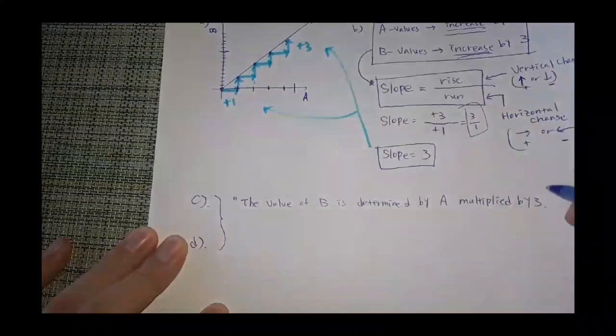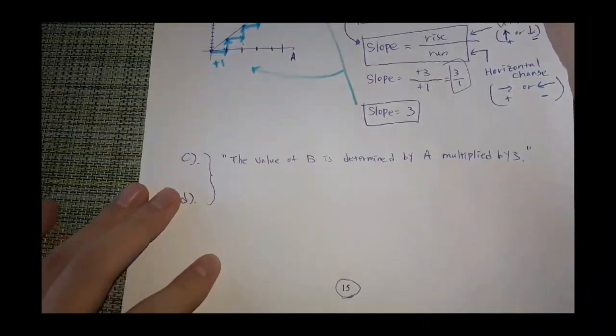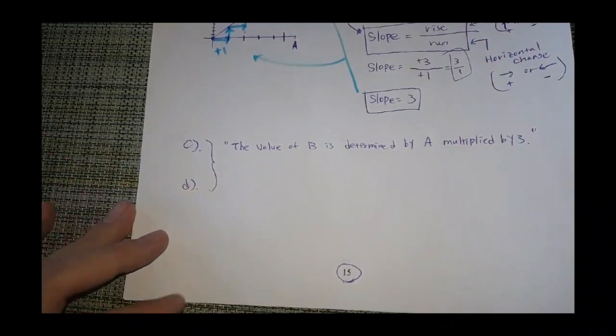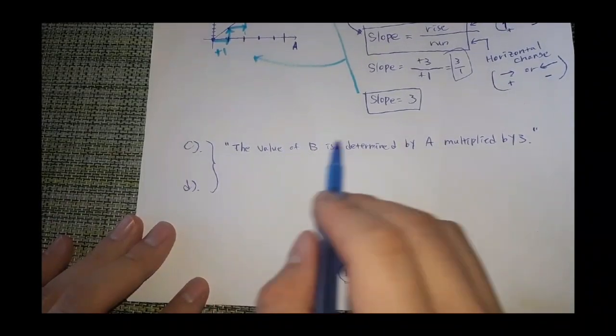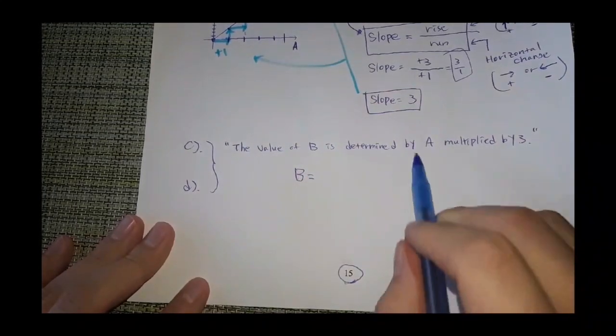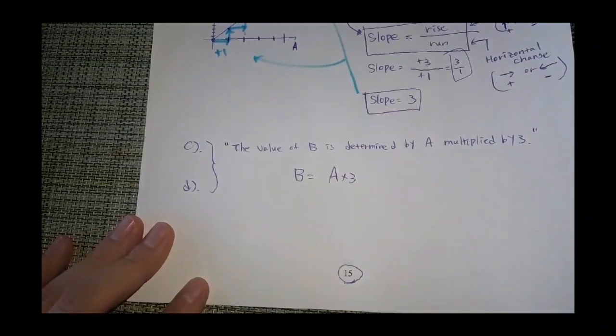In words, this is a pattern. But as you may notice, the word explanation can be quite tedious and long. You don't want to write it down like that every time. Then what's the best way of showing it? Like the words say, the value of B, that's a fancy way of saying B equals, is determined by A multiplied by 3.